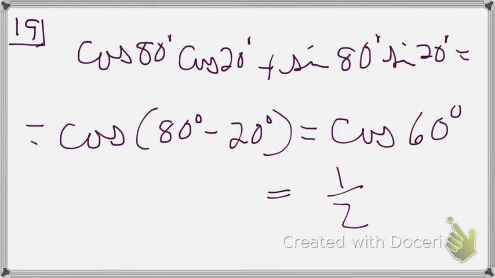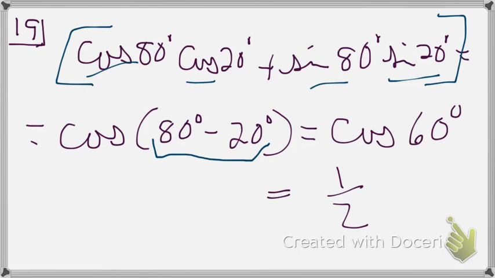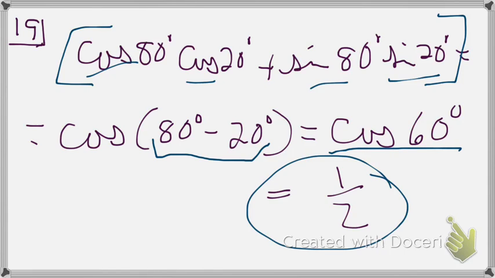Looking at the next one, number 19, we were given this. The cosine of 80 degrees times the cosine of 20 degrees plus the sine of 80 degrees times the sine of 20 degrees. Okay, this is the formula for the cosine of a difference. And it's the cosine of 80 degrees minus 20 degrees, which is the cosine of 60 degrees, and that equals 1/2. Now, remember, you can use that sheet with all the trig identities and the unit circle on it, so you can look at those.